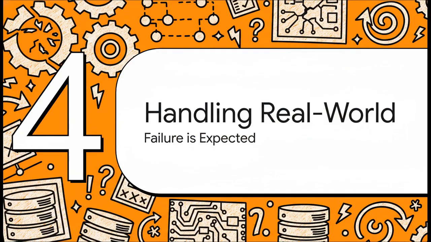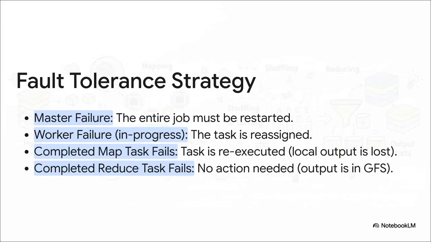You know, one of the most powerful things about MapReduce is that it was designed from day one with the assumption that things are going to break. In a system this big, failure isn't some rare exception, it's just a normal part of life. And the way it handles failure is just so practical. Okay, so if the master itself fails, well, the whole job is a wash. You got to restart. But if a worker dies while it's in the middle of a task, the master just shrugs and reassigns that task to someone else.